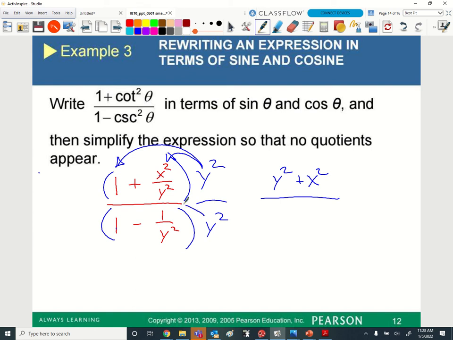Now let's do the same thing on the bottom. 1 times y squared is just positive y squared, right? When I distribute here, the y squareds will cancel because I'm multiplying by a y squared and also have a y squared on the bottom. So what's left? Just 1. So it becomes minus 1.